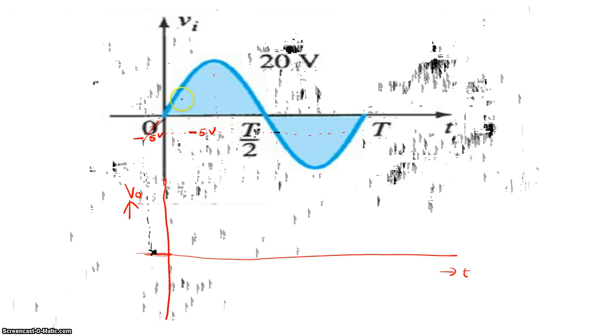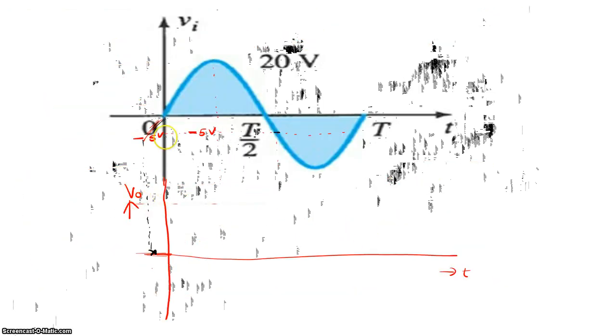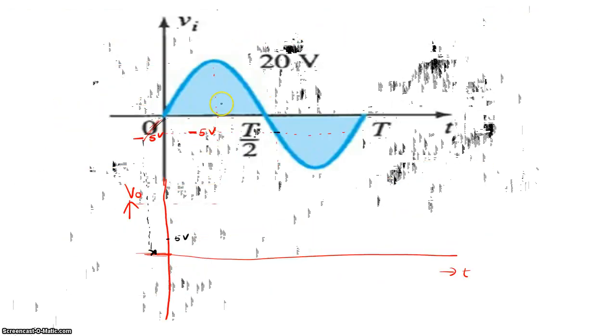Now look at this. When input is 0, what should your output be? When input is 0, your output should be 5 volt. Similarly, when input is 20, what should your output voltage be? It should be 25 volt. So when input is 20, the corresponding output voltage should be 25 volt. Okay, so it will be going like this.